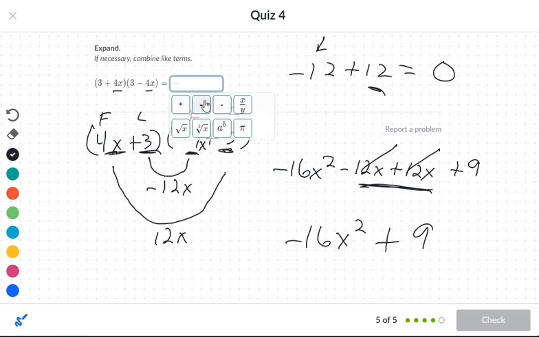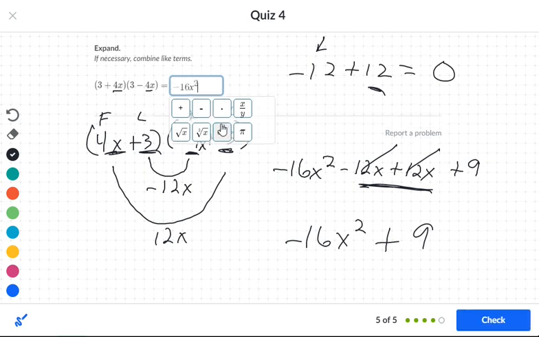So let's go ahead and type this in. We'll go negative 16x, and we're going to press A, B key. We're going to press in a 2, space bar, and then we're going to press in plus 9.